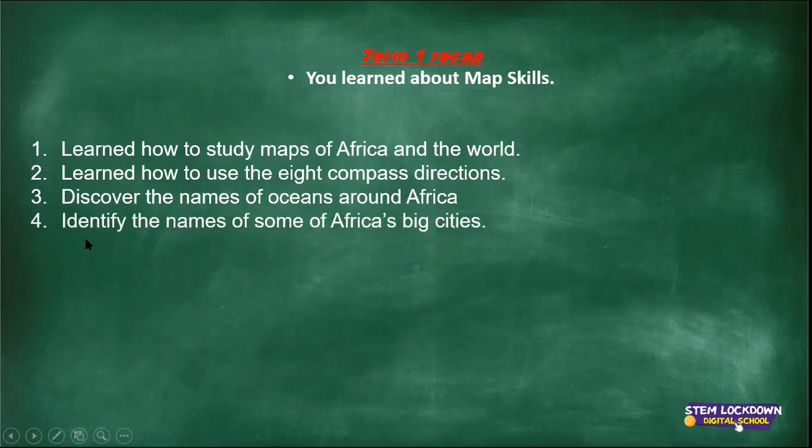You have also learned how to identify the names of South African big cities. As in Africa, there are cities which we consider big. Here in South Africa, we have Johannesburg. Johannesburg is part of the African big cities. And also in Nigeria, there's Lagos, which is also part of the African big cities.